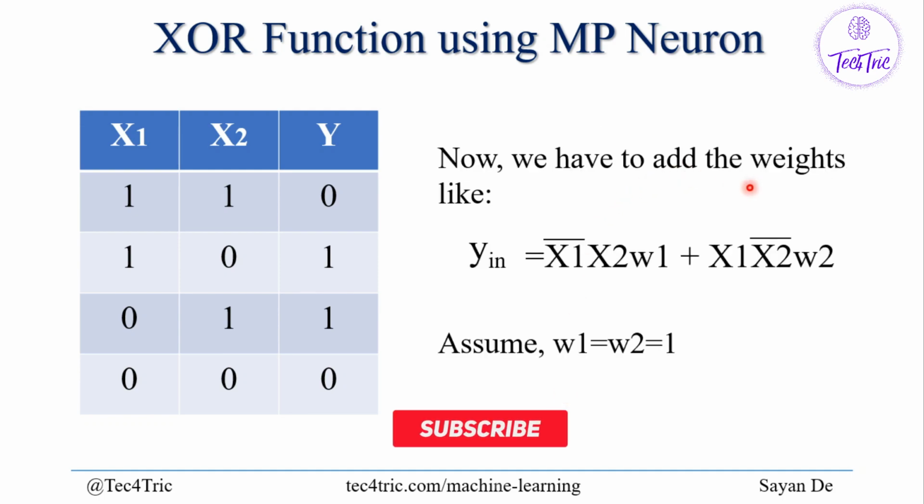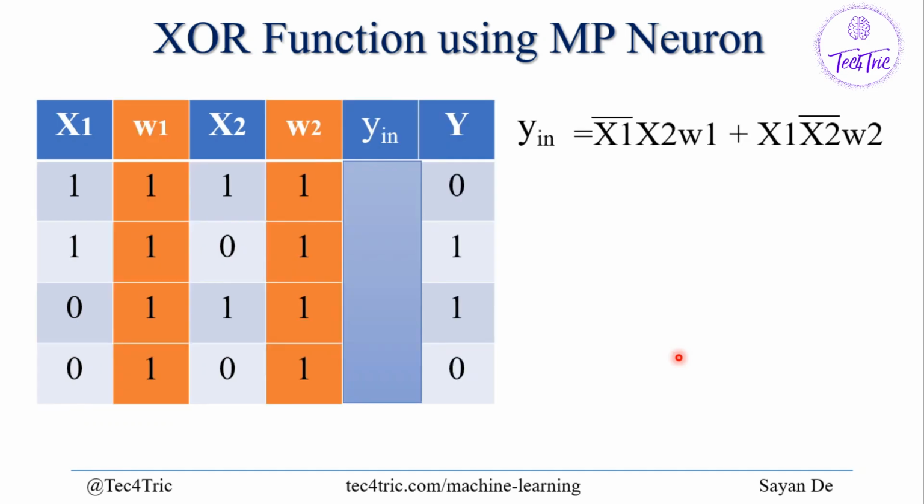So now we have to add the weights like this: x1 bar into x2 into w1 plus x1 into x2 bar into w2. You remember previously it was only x1 w1 plus x2 w2, and here we have to write it like this. Now let's assume w1 is 1 and w2 is 1 also. Now let's see how to calculate the net input. See, I have added w1 and w2 to their respective inputs and you have to calculate the y input, and this is the formula. So how do we calculate it?